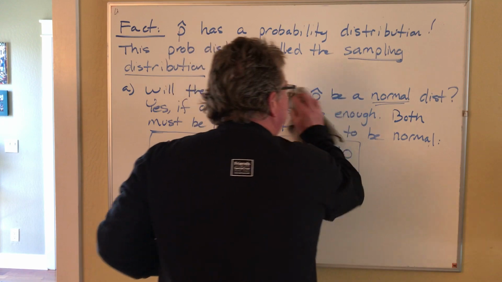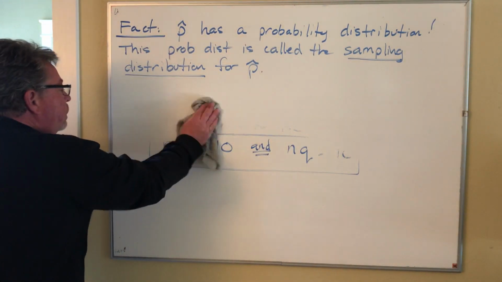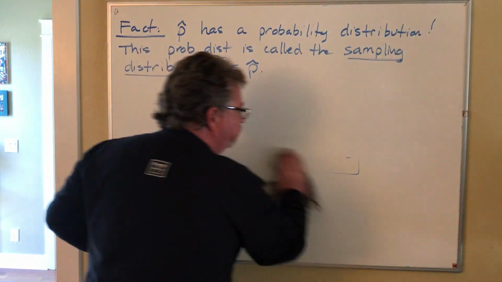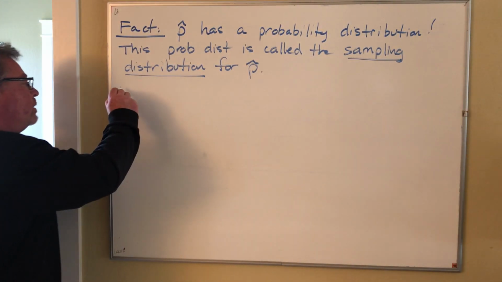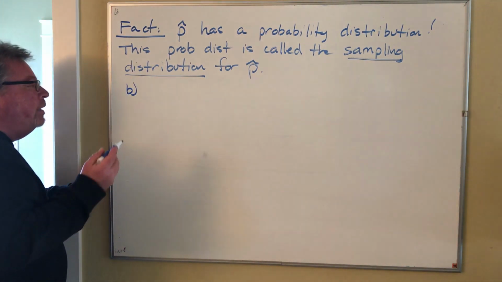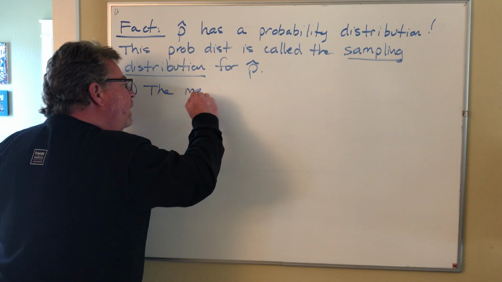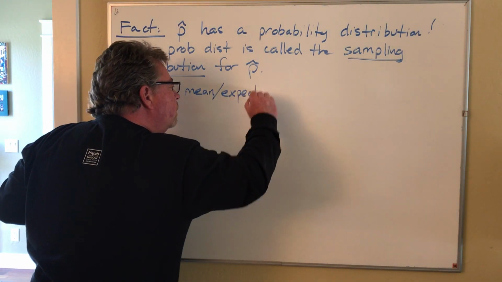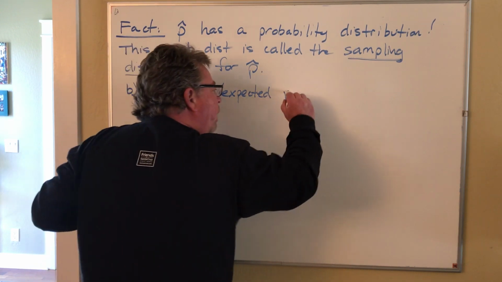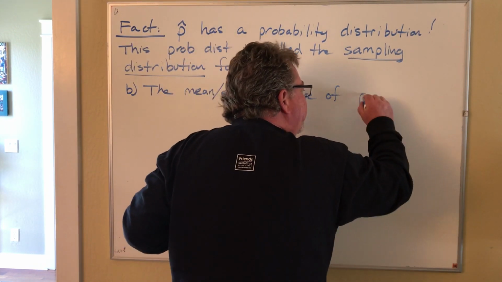I'm going to go ahead and erase this because I need the space on the board. But I'll stick with our lettered list. So let's talk about B in this list. What about the mean slash expected value of p hat?